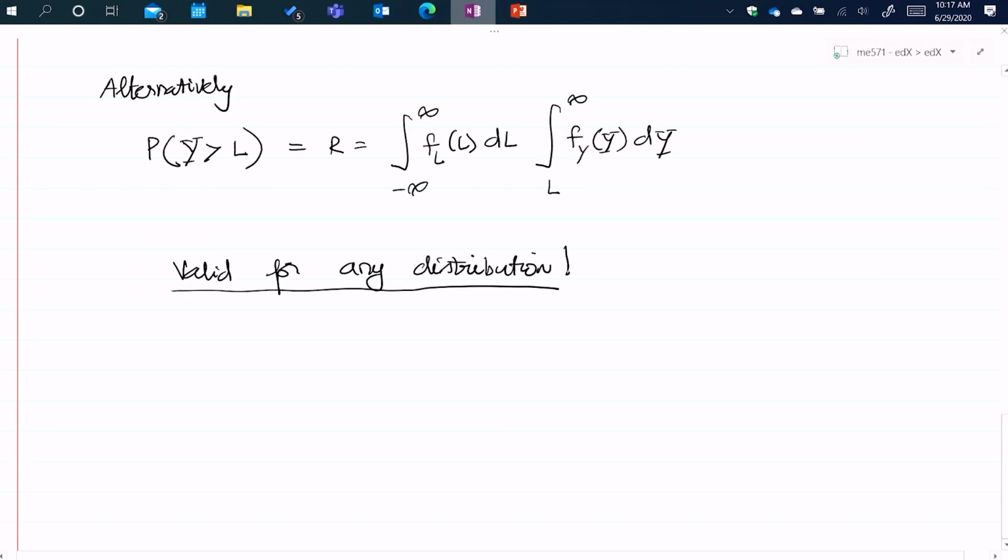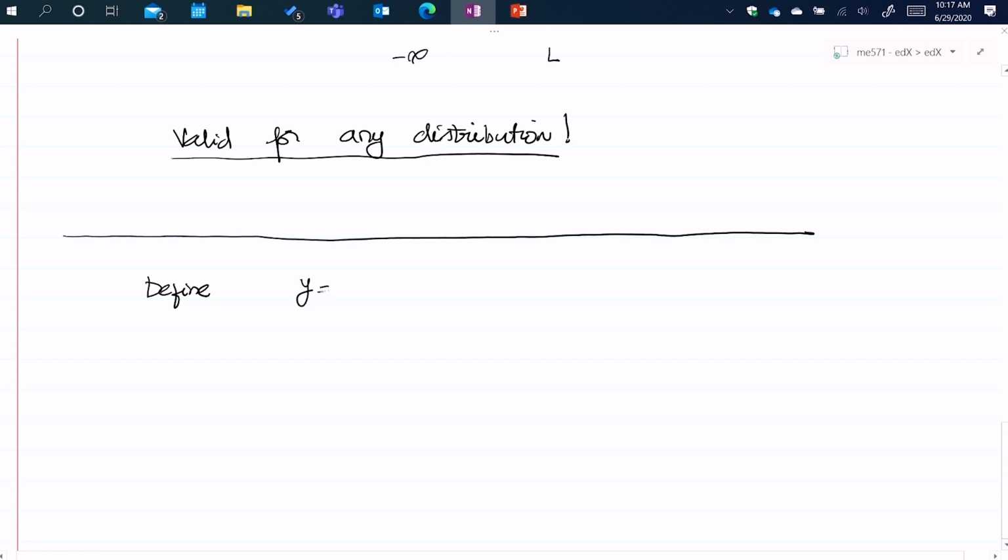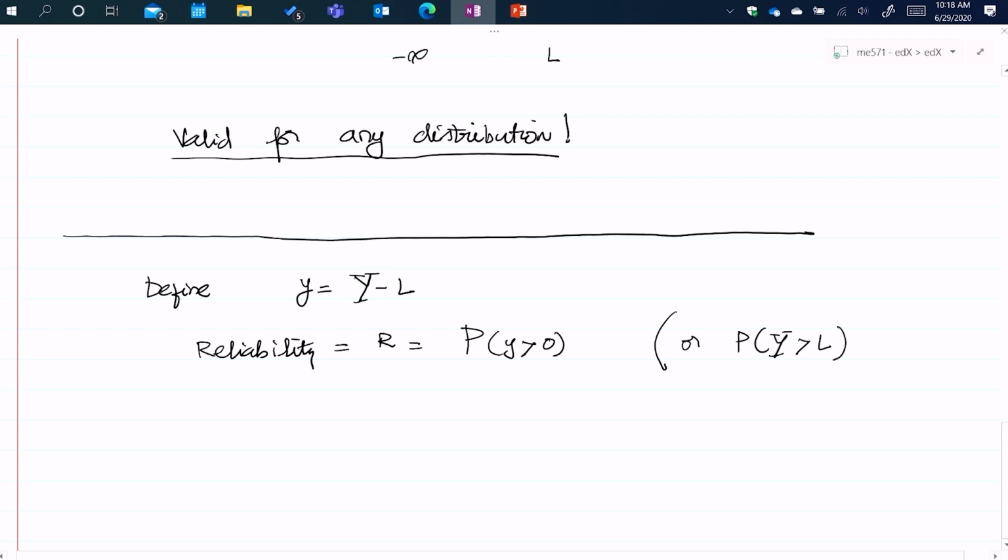So we're now going to define little y as cap Y minus L. Reliability, which we denote as R, is the probability that little y would be greater than 0, or the probability that cap Y would be greater than L.